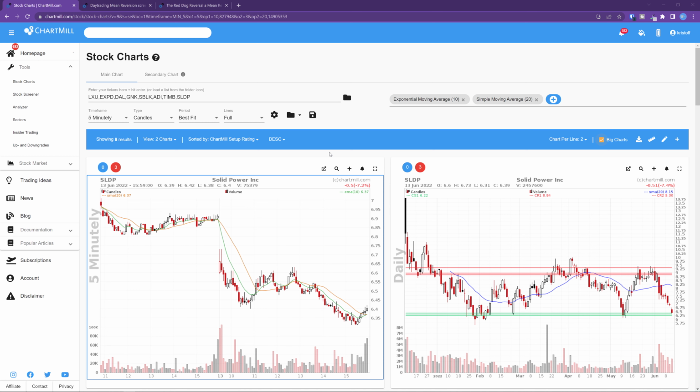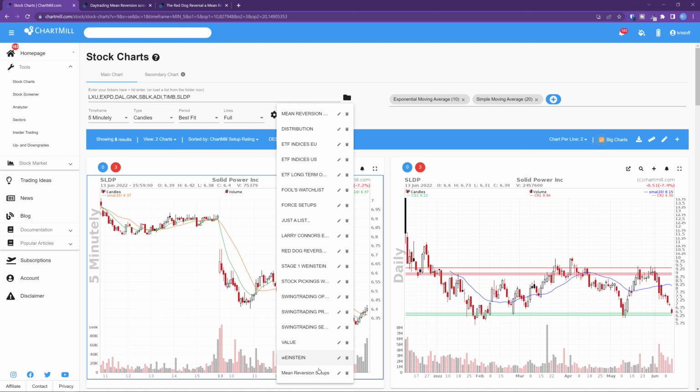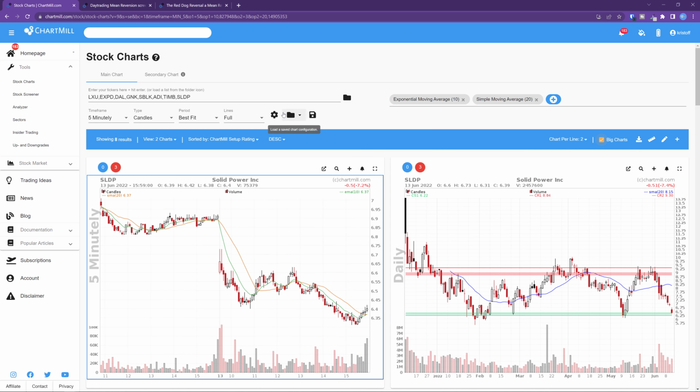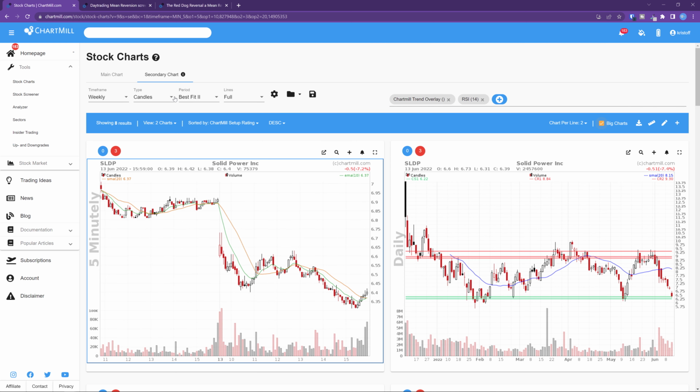So once you have added all the stocks to your watch lists, open them in the stock charts page, so mean reversion setups. And by default, my screen is set to show the daily chart on the right with the SMA 20 and the consolidated support and resistance zones as identified by ChartMill. And on the left, you can see the 5-minute charts of the last closed trading day, in this case yesterday, Monday 13 June. You can modify these settings yourself via the tabs main chart and secondary chart.